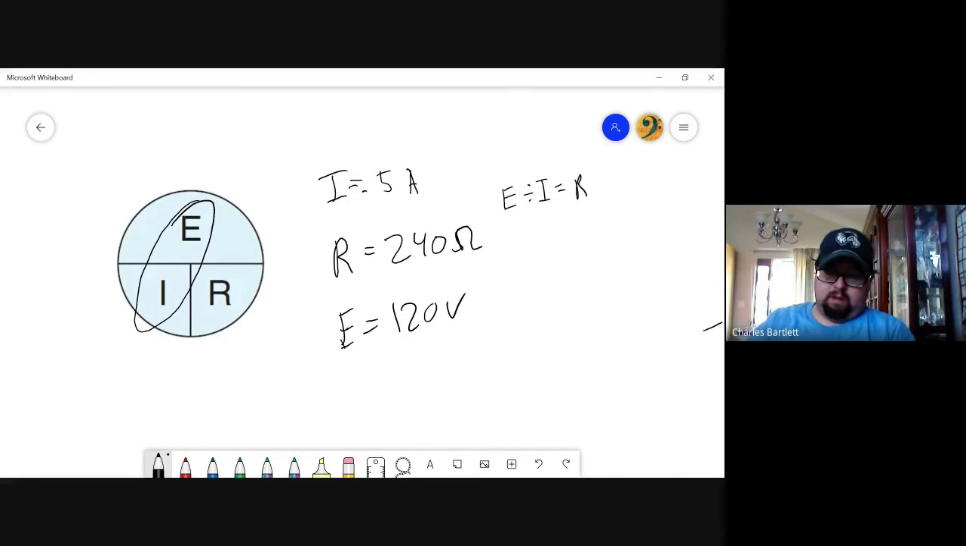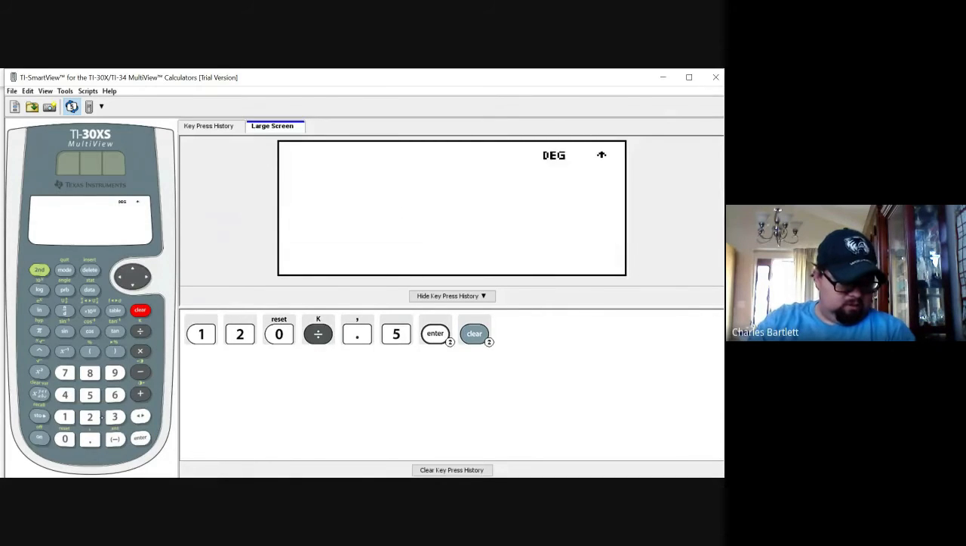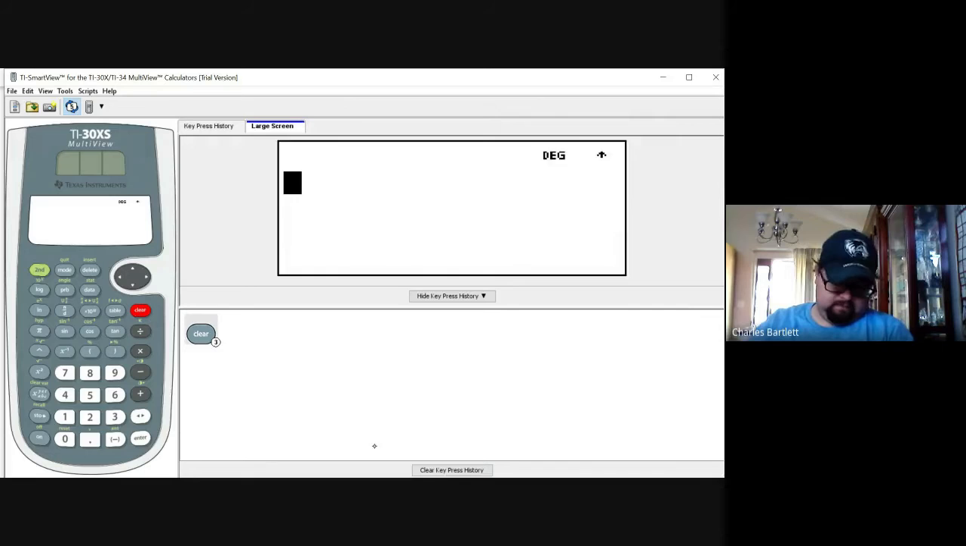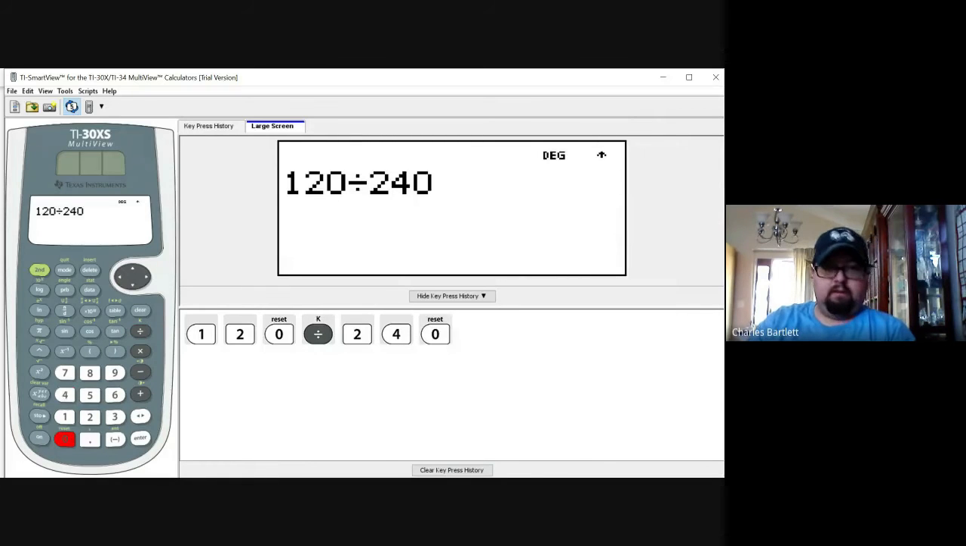Okay. So now we can actually double check all this. If we keep those values in our head and we go back to the calculator, we can check everything. So what was one we needed to check? 120 divided by 240, right? Volts divided by resistance, and we get our 0.5 for our amps.